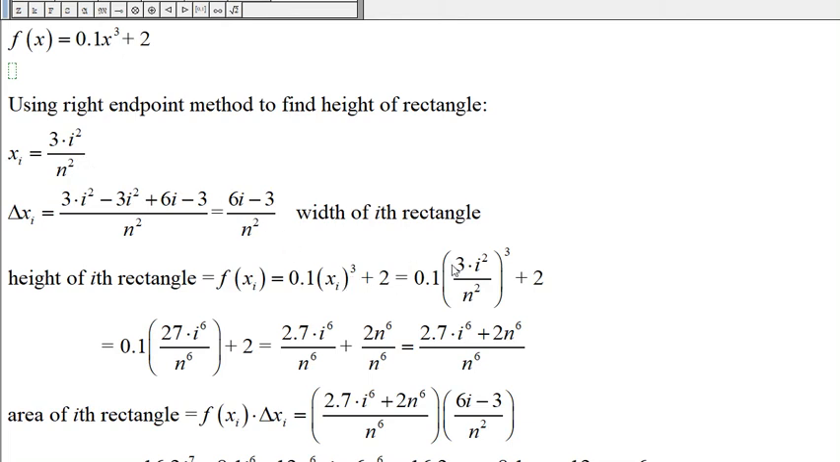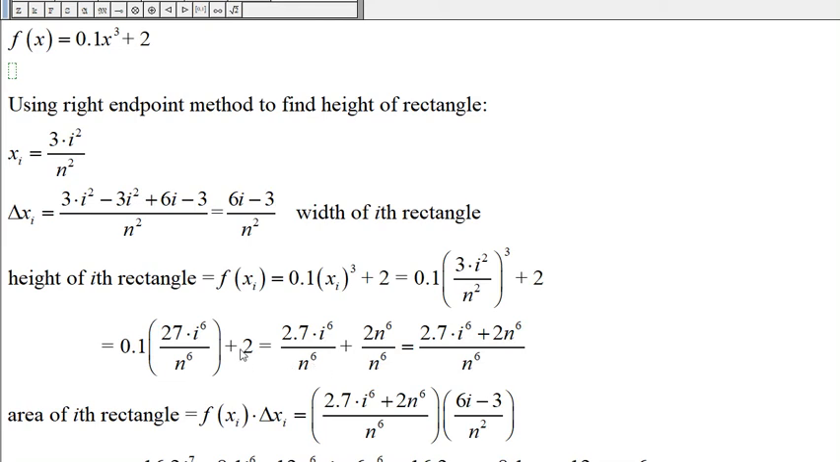But x sub i is 3i squared divided by n squared, and then plus 2. 3 to the third is 27. i squared to the third is i to the sixth. We just multiply the exponents here. And then n squared to the third is n to the sixth. You just multiply the exponents, and then plus 2. 0.1 times 27 is 2.7. And so we have 2.7 i to the sixth over n to the sixth.